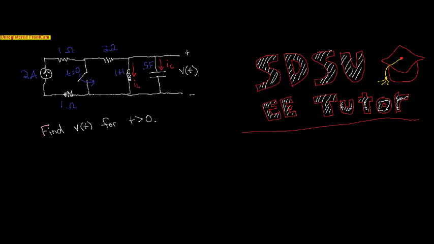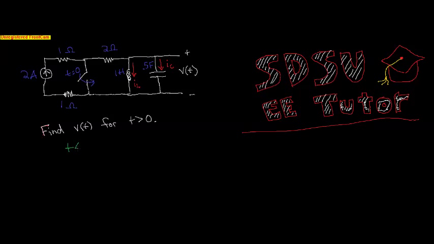Alright, so this is a problem from an old EE310 midterm 2, and you are finding v of t for t greater than 0 using Laplace transforms and what we've learned about the S domain. So the first thing that we need to do for these types of problems is solve for the initial conditions, because they are necessary to represent the energy stored in the inductor and the capacitor. Okay, so let's do that.